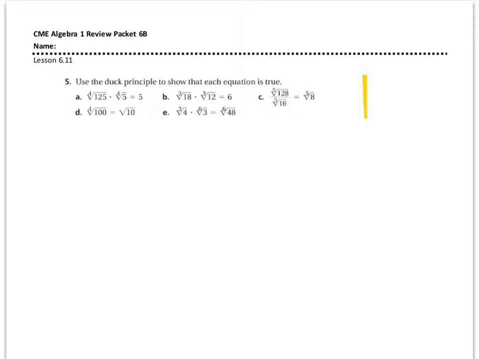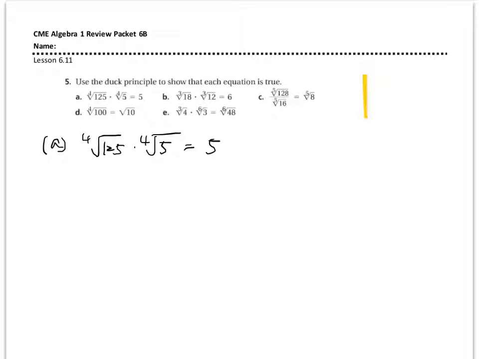And that's the end. Lesson 6.11, use the duck principle to show that each equation is true. Let me do the first one. So, the fourth root of, I'm sorry, I said 4 square root. It's the fourth root of the square root of 125 times the square root of 5 is 5.